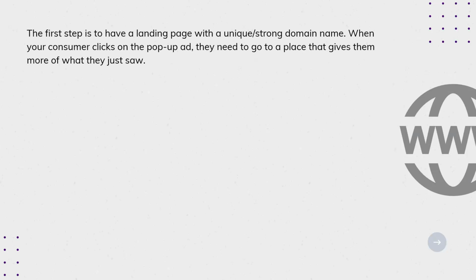The first step is to have a landing page with a unique or strong domain name. When your consumer clicks on the pop-out ad, they need to go to a place that gives them more of what they just saw. This is one of the most useful ways to build an email list.